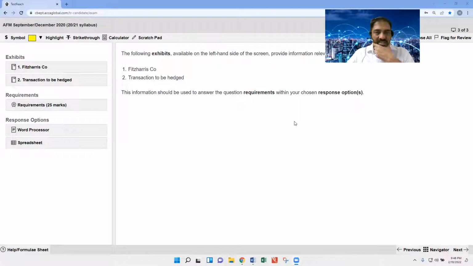Now it's time for the question. The topic is interest rate risk management, from the AFM semester September-December 2020. It's a CB format question. The question name is Fitz Harris Company, and we are going to start that particular question.